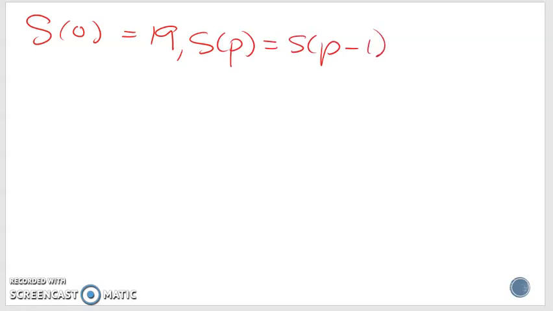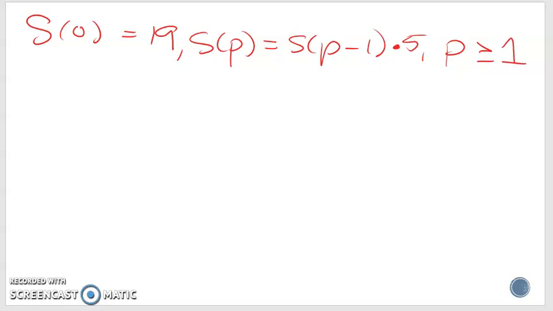Okay, so let's call this S of P, excuse me, we're doing recursive. We'll try it again. So S of 0 is equal to, we'll say, 19. And then we'll say S of P is equal to S of P minus 1 times 5. But we've got to say we do that when P is greater than or equal to 1. Now, as a reminder, I just made that one up.